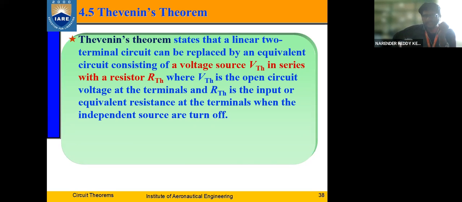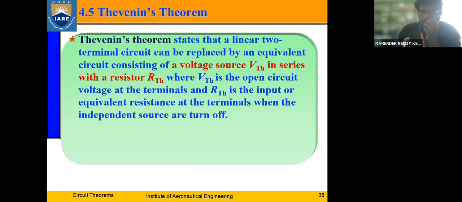But coming to Thevenin's theorem, the theorem states that any linear two-terminal circuit can be replaced by an equivalent circuit consisting of a voltage source in series with a resistance, right? Whatever the complexity of the circuit, we can replace the whole circuit with two elements, a voltage source in series with a resistance. So how do you calculate the magnitude of that voltage source? We can calculate the open circuit voltage at the terminals, right?